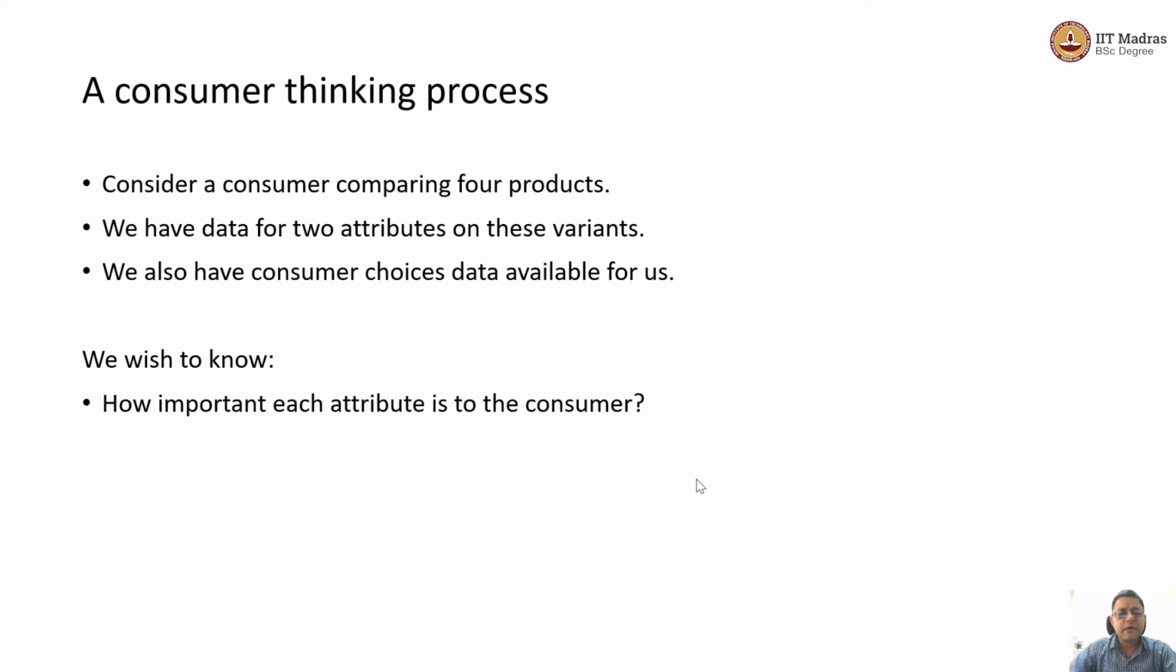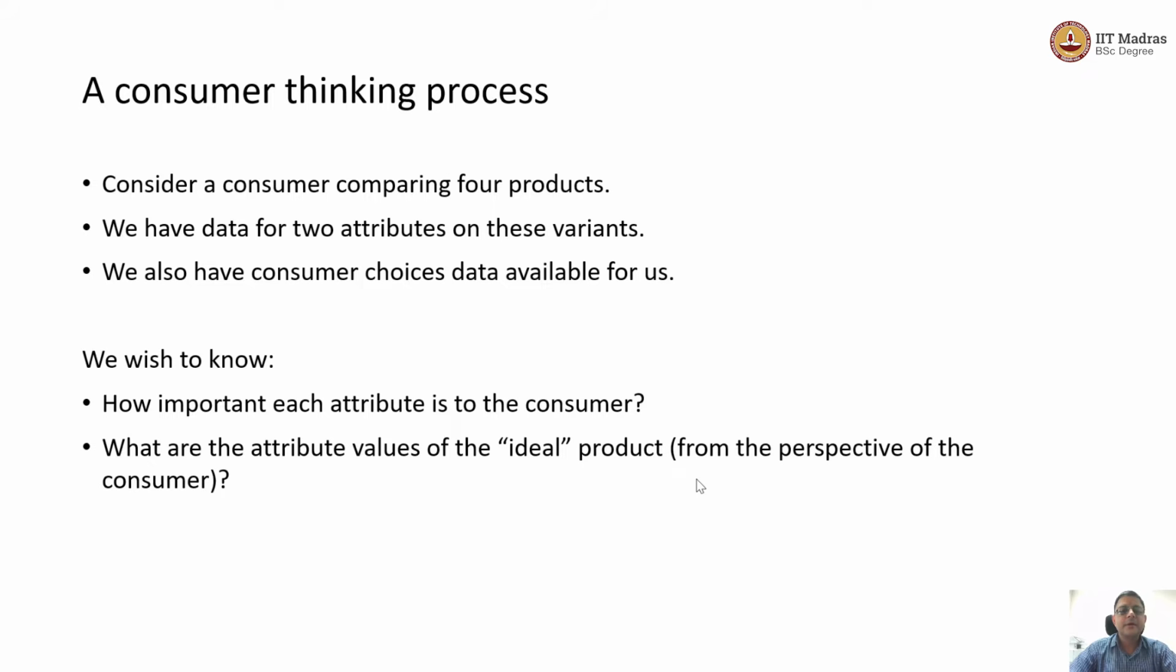Once I understand how important or not so important these attributes are, the next question I wish to answer, if I'm a market researcher or selling the product to the consumer, is: can I build my own product? If I know the choice data, I know the consumer prefers this, I know that the consumer doesn't prefer this, I know the consumer gives more importance to this attribute and less importance to that attribute, can I actually build an ideal product from the perspective of a consumer, an ideal product that a consumer would like to buy? Why is this kind of analysis important?